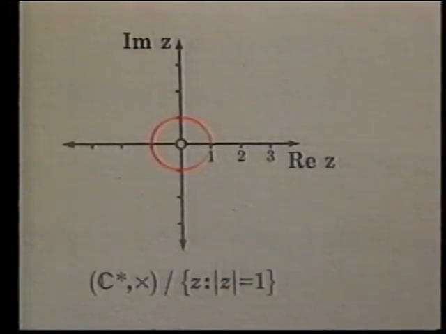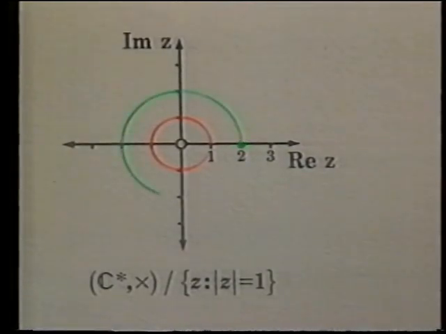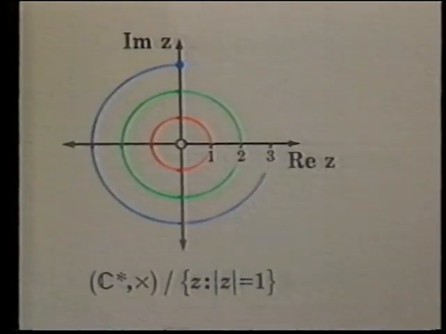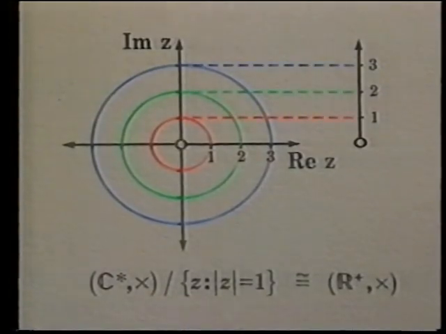What about the other cosets? For example, what's the coset containing this element 2? It's obtained by multiplying all points in the kernel by 2, giving another circle. And what about the coset of this element, 3i? We get this circle. So the quotient group is a set of all concentric circles. And what's the isomorphism? Well, that maps each circle to a single number in R+, the radius of the circle.